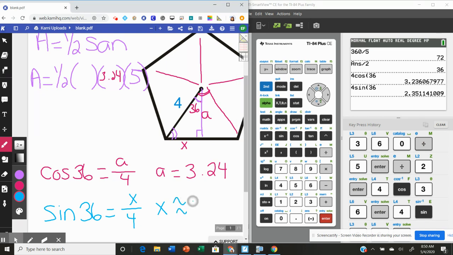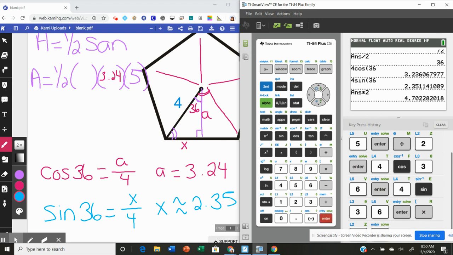So it's about 2.35, but keep in mind that's not my S. S represents the entire side length, so I have to take that answer and multiply it by 2. So 4.7 is actually my S.